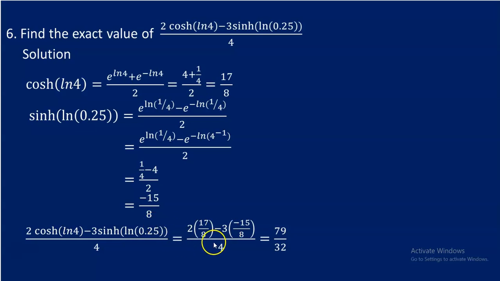So this has to be divided by 4. You see, because it has been stated here, it has to be divided by 4. So 2 times 17 makes 34. And here minus 3 times minus 15 makes 45. So 34 plus 45 makes 79, and here 8 times 4 makes 32. So this result is going to be 79 over 32. I hope you have understood.